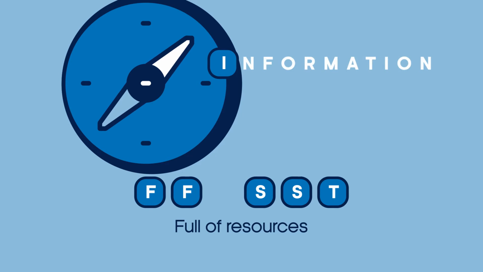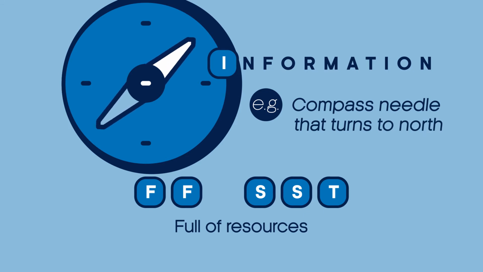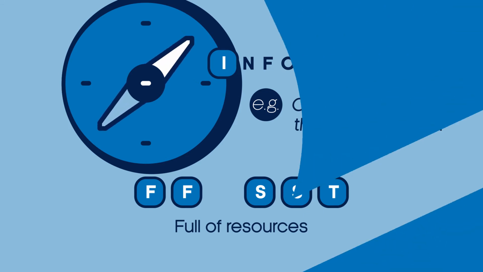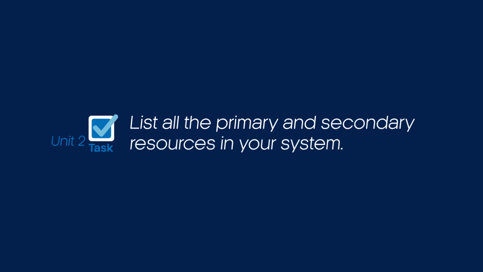Also, there may be information available with the help of fields and their interaction with matter, such as a compass needle that turns to north in a magnetic field. Another outcome of this unit would be for you to list all the primary and secondary resources in your system. Resources arrive from unexpected places, and we need to be able to identify them.